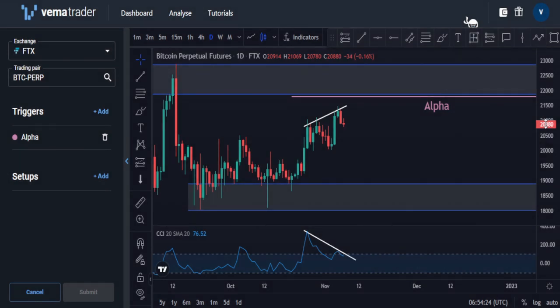Righto, so there you have it, guys. That is momentum oscillators or momentum indicators, and that is divergence, how to spot it and how to use it to help your trading.